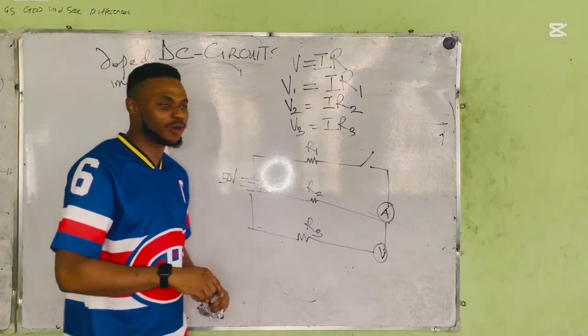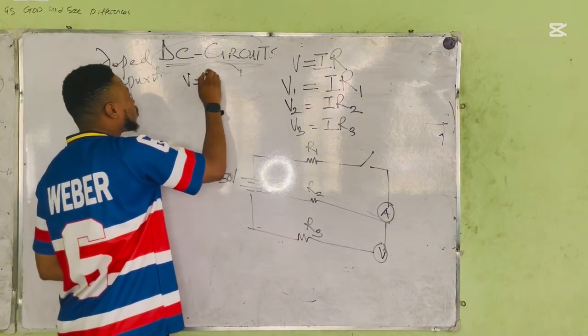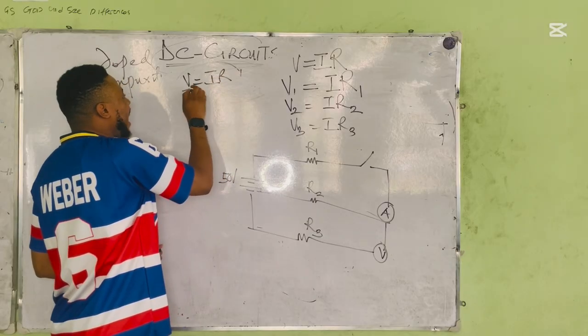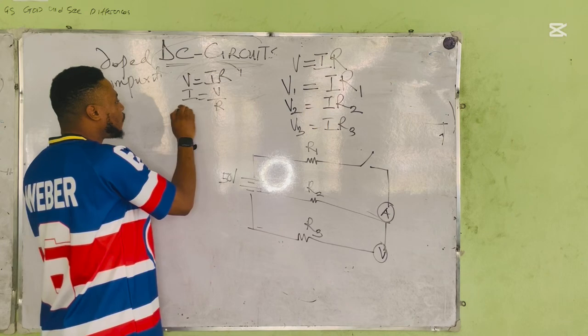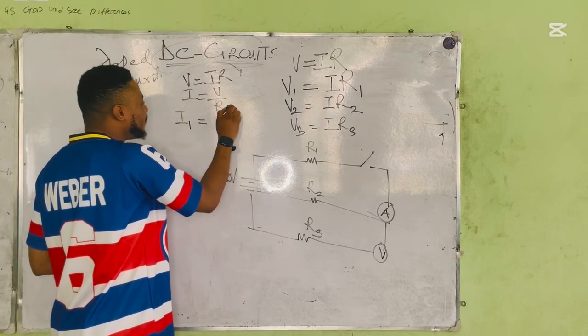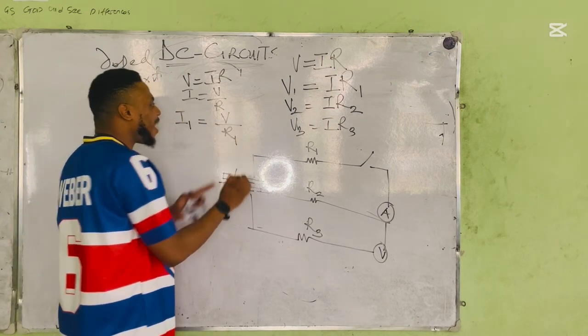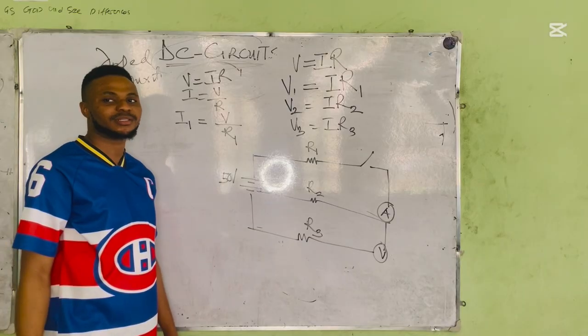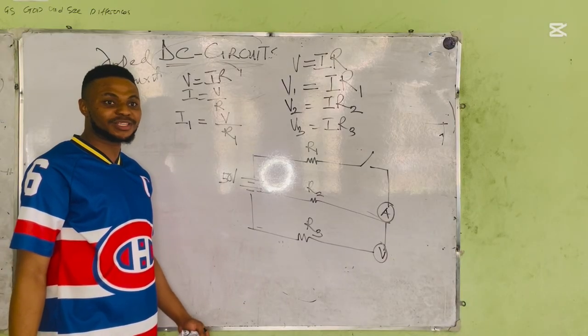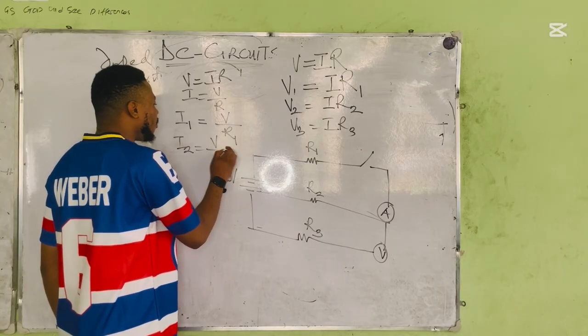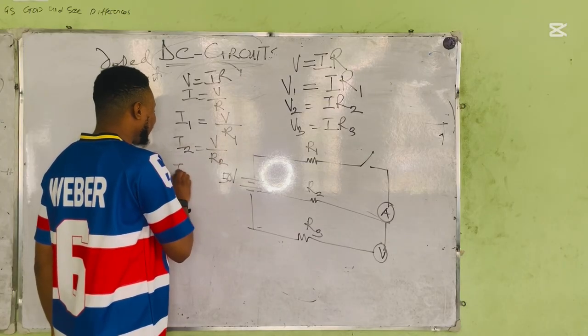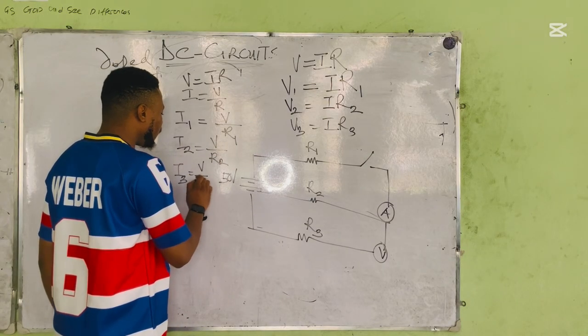So you know that V is equal to IR, right? So it means that I will be equal to V over R. So if you want to look for I1 it will be V over R1. Why did you not say V1 over R1? Because we have the same voltage. Now I2 will be V over R2, while I3 will be V over R3.